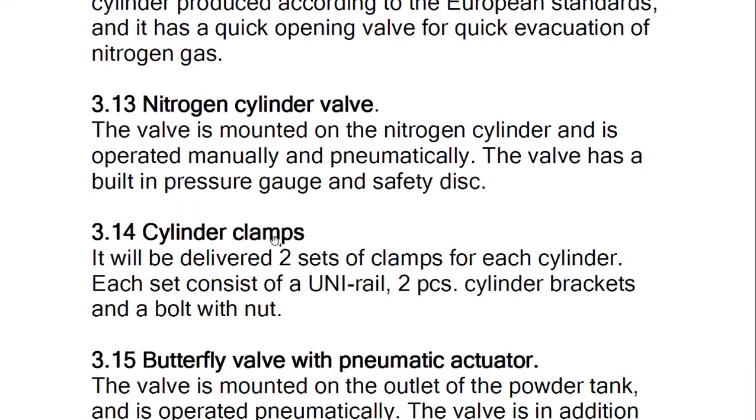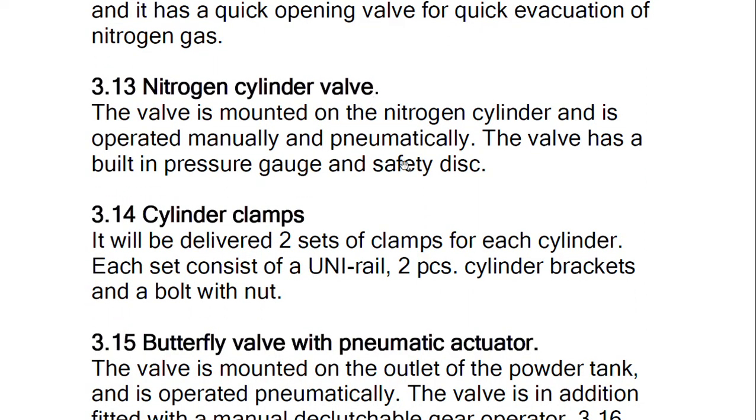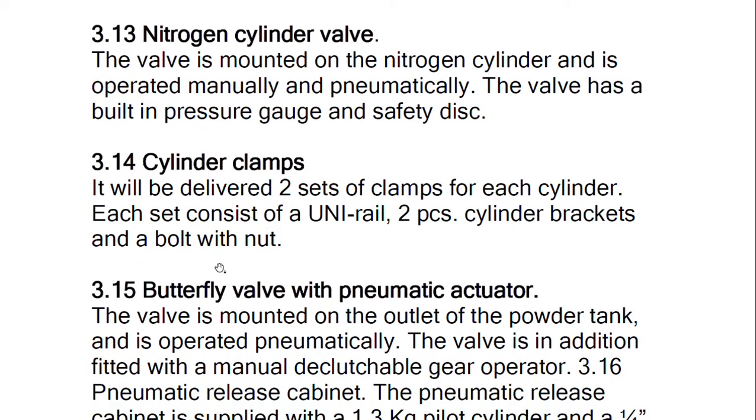Nitrogen cylinder valve. The valve is mounted on the nitrogen cylinder and is operated manually and pneumatically. The valve has a built-in pressure gauge and safety disc. Okay. Cylinder clamps. It will be delivered with two sets of clamps for each cylinder. Each set consists of uni rail, two pieces, cylinder brackets and a bolt with nut.